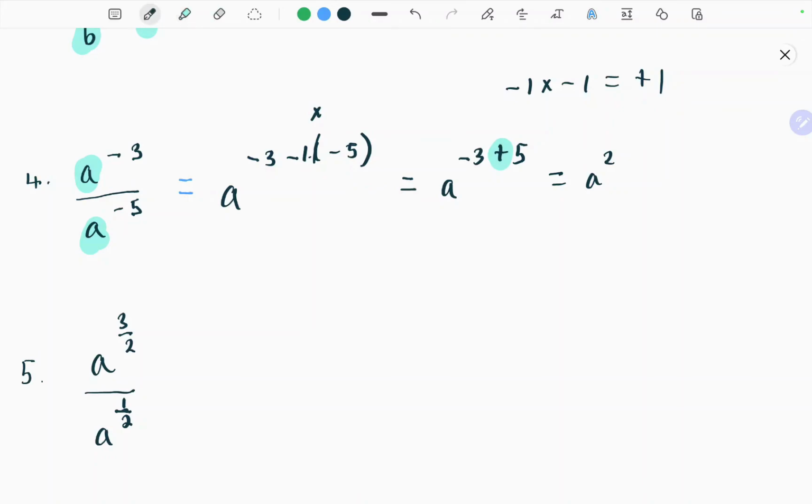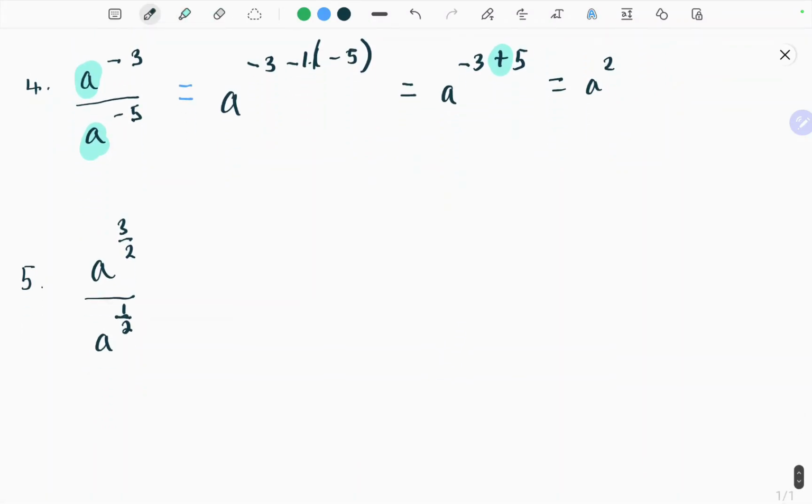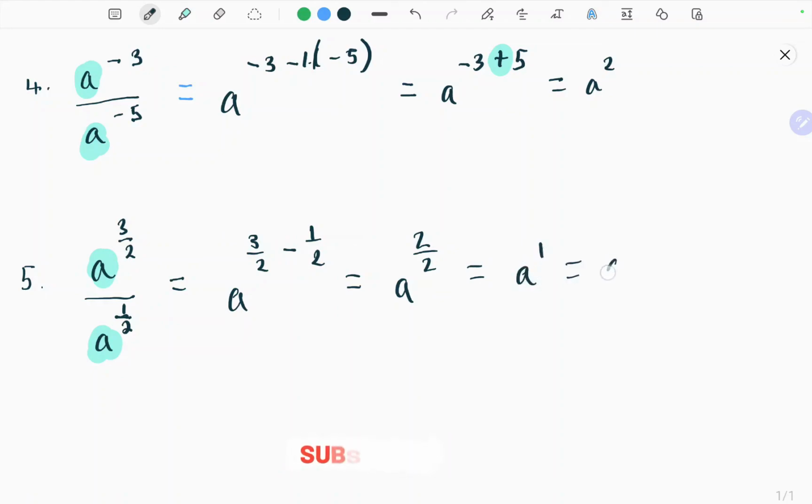Okay. So let's have a look at number 5. It's important to always realize that the bases are the same, so you just subtract the exponents. So this is equal to a to the power of 3/2 minus 1/2, and 3/2 minus 1/2 is 2/2. 2 over 2 is 1, so that's a to the power of 1, or simply a.